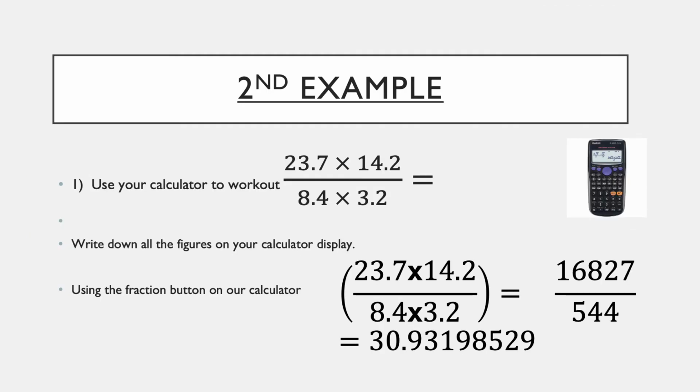Example 2. Use your calculator to work out 23.7 times 14.2 divided by 8.7 times 3.2. Write down all the figures and display that on your calculator, using the fraction button. The fraction button is right there. You press it and then type in your numbers: 23.7 multiplied by 14.2 divided by 8.4 times 3.2. Then I'll get an answer of 16,827 over 544, which can also be written as a mixed number if you're interested. But this is my final answer, the answer on my calculator: 30.93198529.